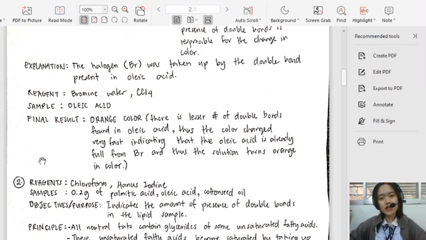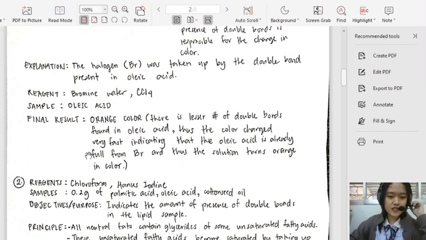and thus the solution turns orange in color. So, ito class, usually, you will not stop, no, until you are getting the orange color. So, hanggat hindi mo nakukuha yung orange color, no, sa solution, so tuloy ka lang ng tuloy ng pag-drop ng inyong bromine water. Okay, so binibilang kasi yan doon sa laboratory kung ilang drops yung inyong nalagay sa solution.